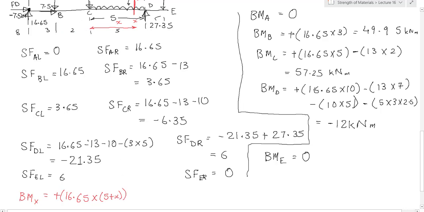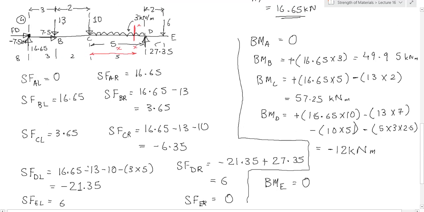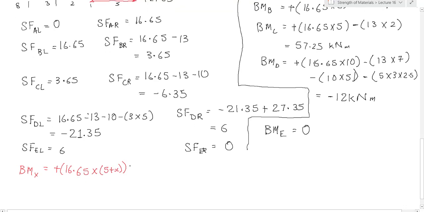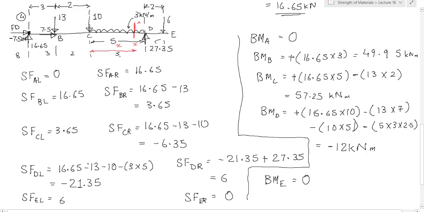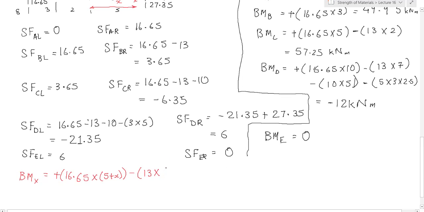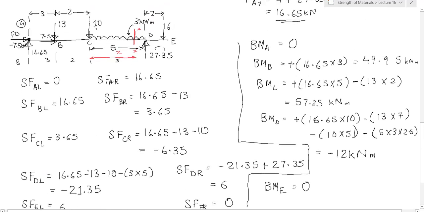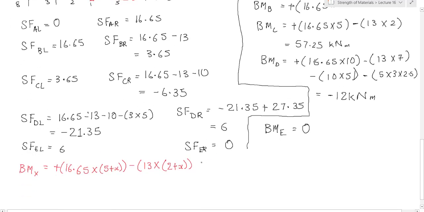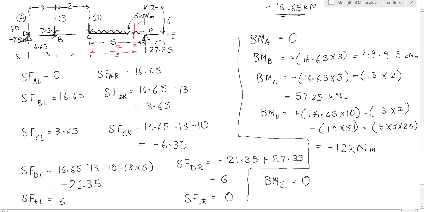Then what is the value of this force over here? 13. It will be minus 13 into 2 plus x. Then what is for this 10 kilonewton force? It will be minus 10 into x, right? I have taken this much distance as x. So I can do these calculations.